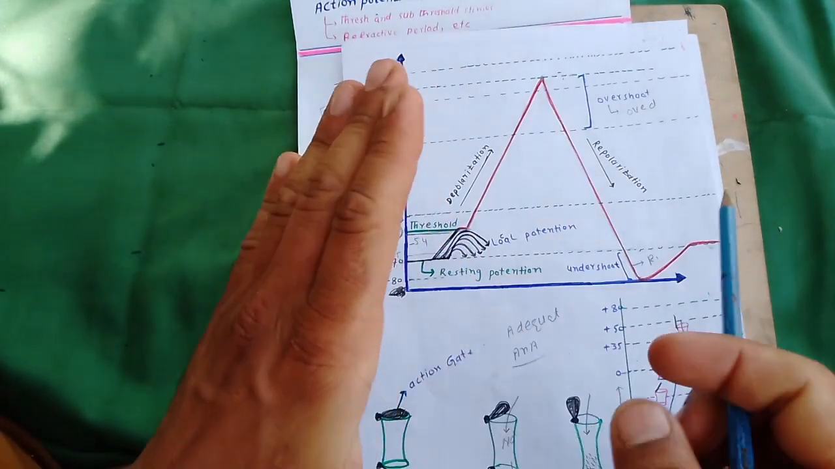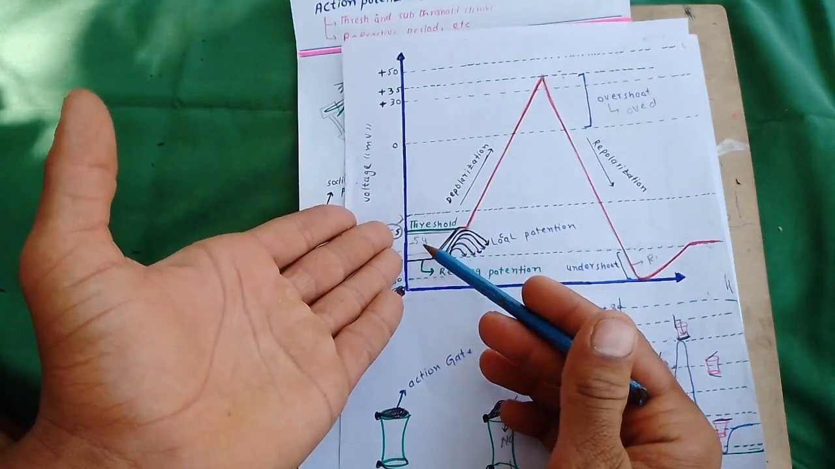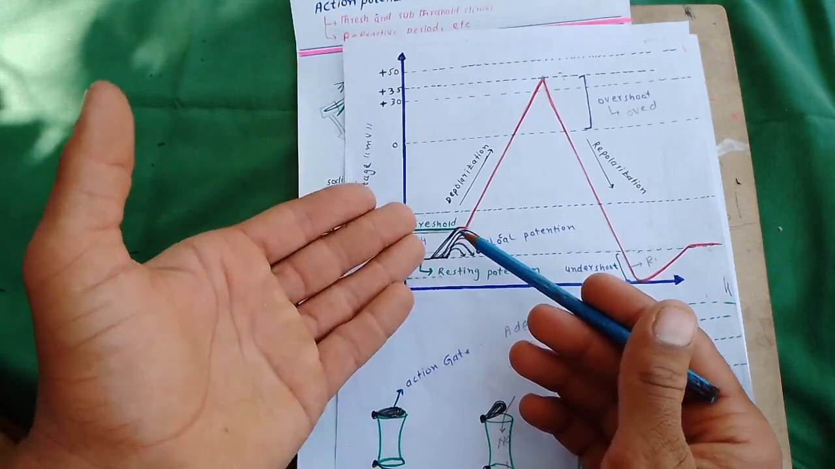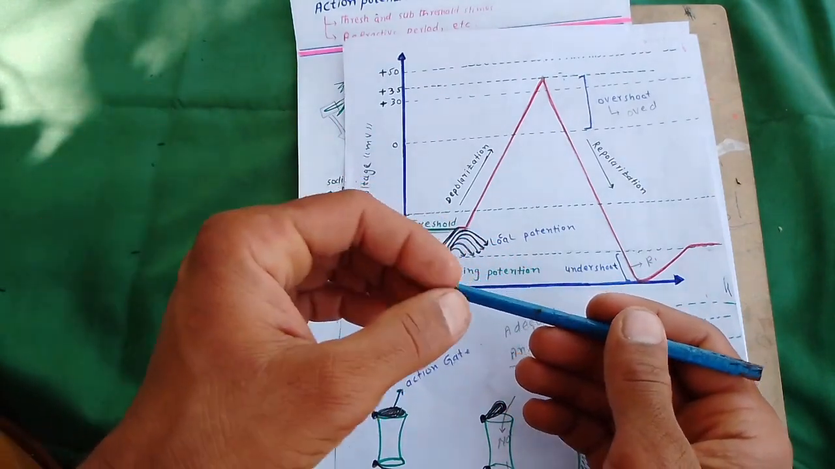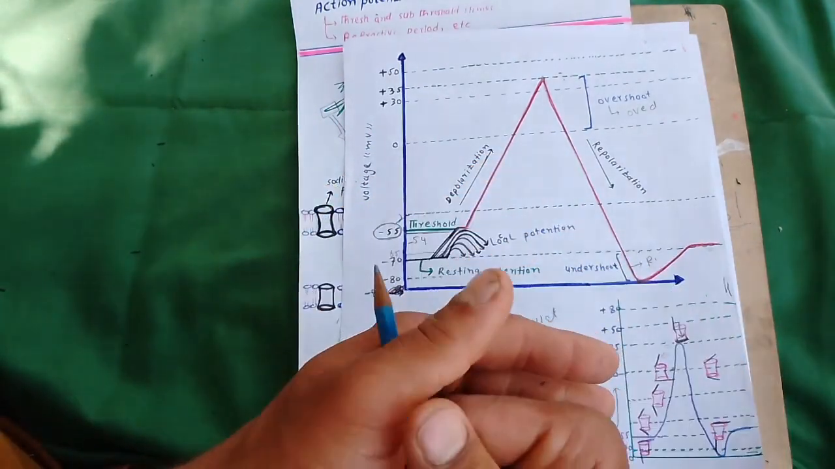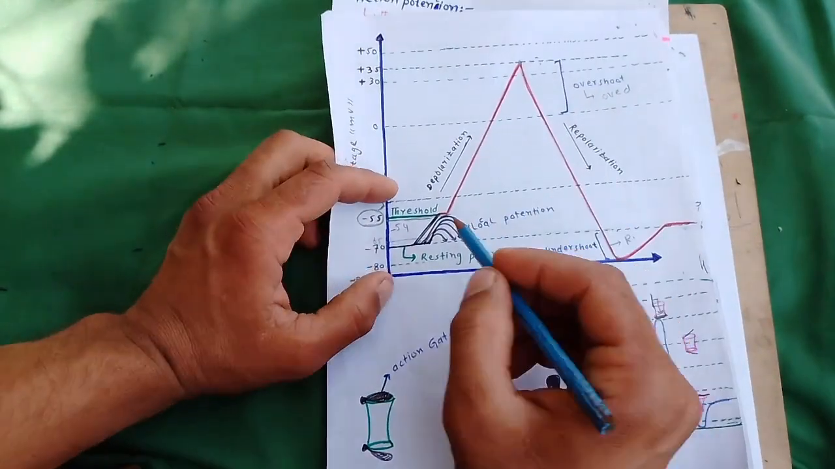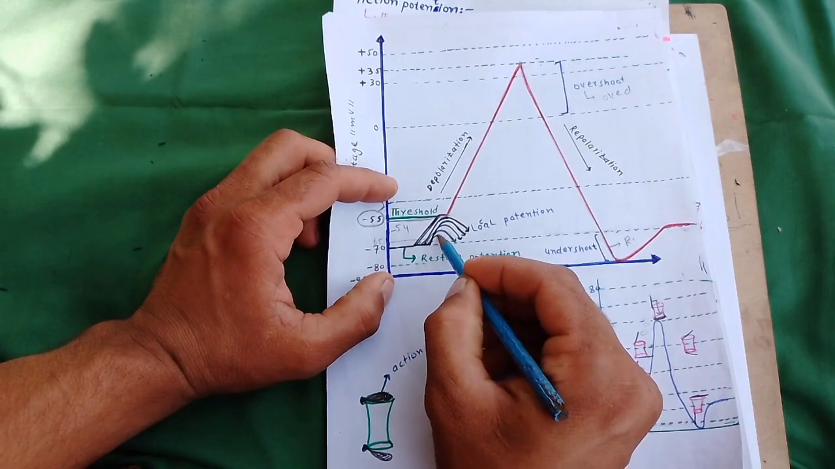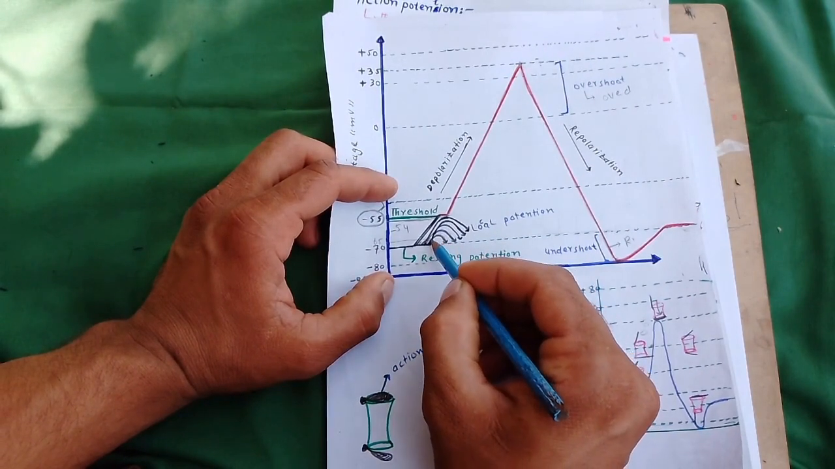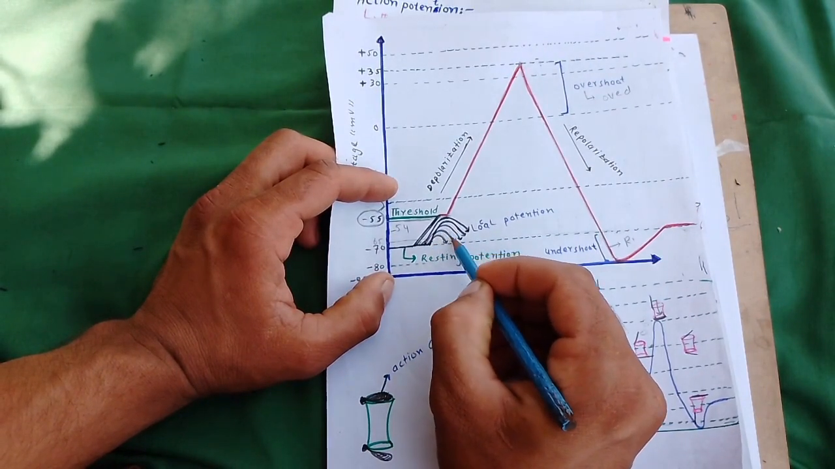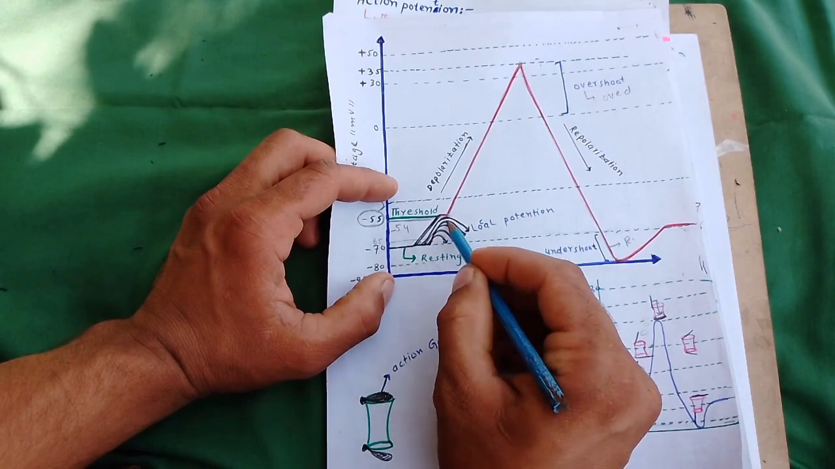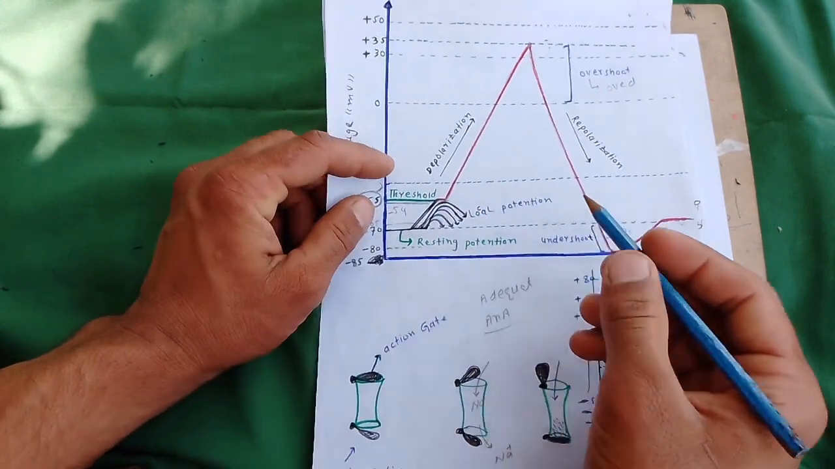This is also called local potential. Local potentials are added, while action potentials are not added, because these are small local potentials. This one is large, this one is another large, large and large and largest.